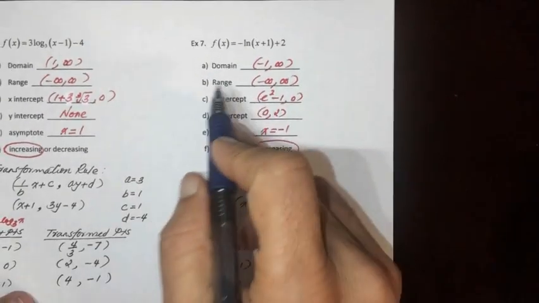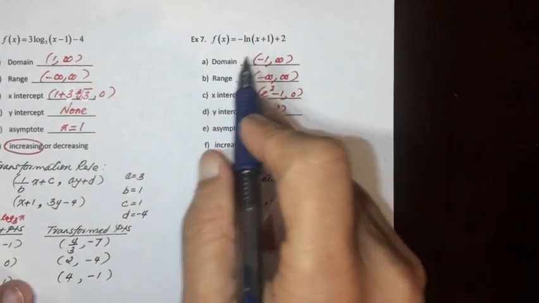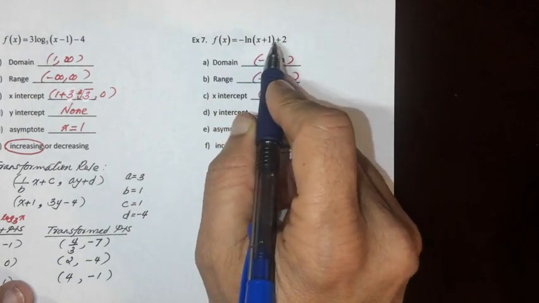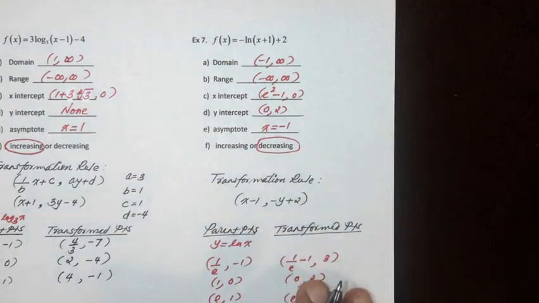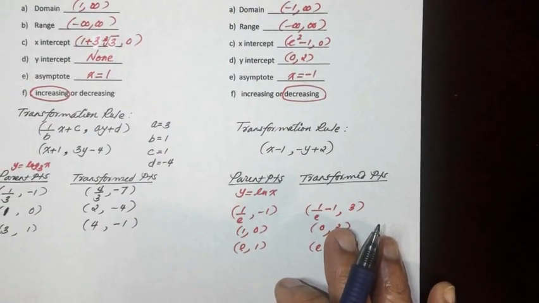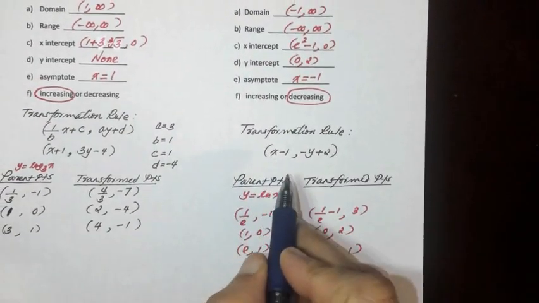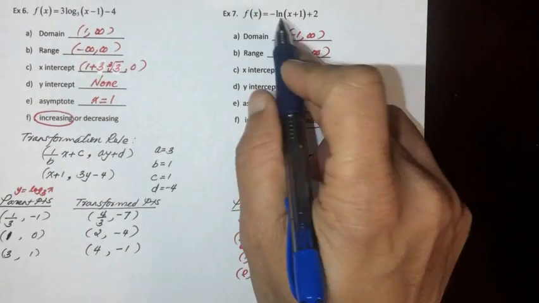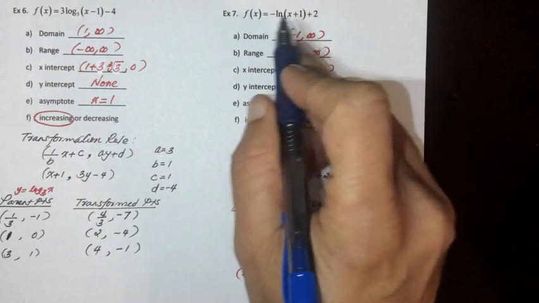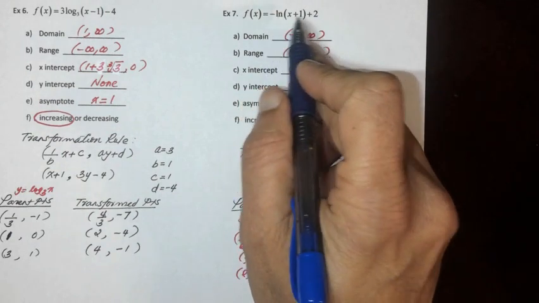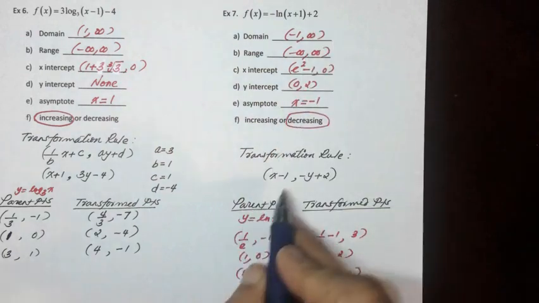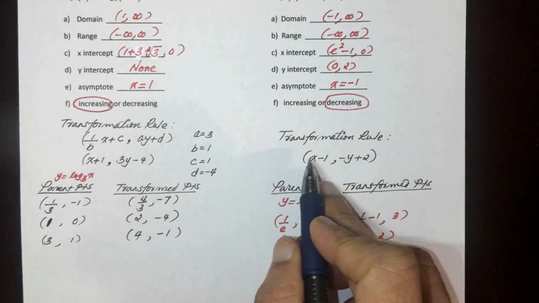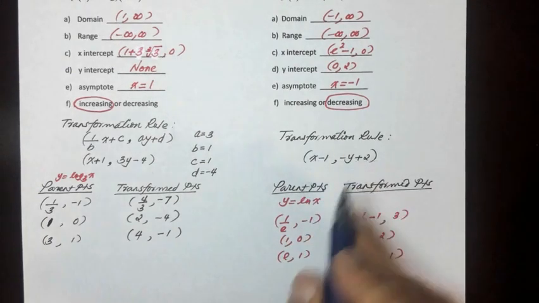Finally, number 7. f of x equals negative ln of (x plus 1) plus 2. This is a natural logarithm function. We can apply the same transformation rule here, and based on the values of a, b, c, and d we may be able to calculate this. A is going to be -1, b is 1, c is -1, and d is 2. Apply those values in this formula and you get the transformation rule: (x minus 1, negative y plus 2).